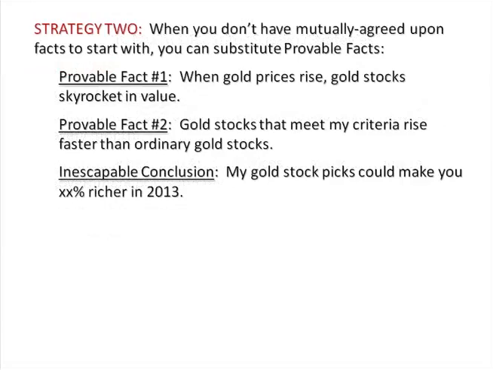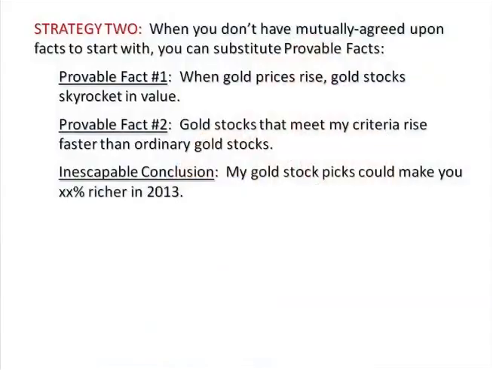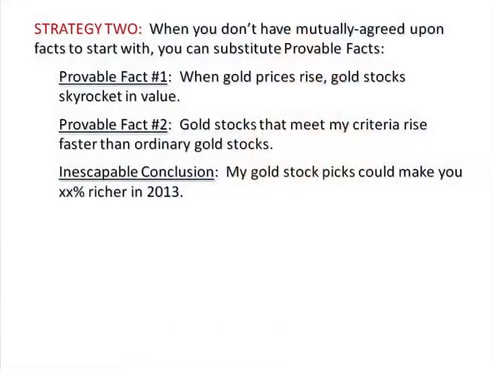Right? All right, here's another way to do it. You start with a provable fact instead of something that everyone knows. And you prove it. When gold prices rise, gold stocks skyrocket in value. And you can show historically how that has happened. Here's a period of rising gold prices. Here's what happened to Newmont Mining. Here's what happened to Glamis. Here's what happened to all of these other gold companies. Provable fact number 2, gold stocks that meet my criteria rise faster than ordinary stocks. Again, you can prove that with data from the guy's track record. Inescapable conclusion, my gold stocks could make you X% richer in 2013. So this is another way of creating your persuasion.